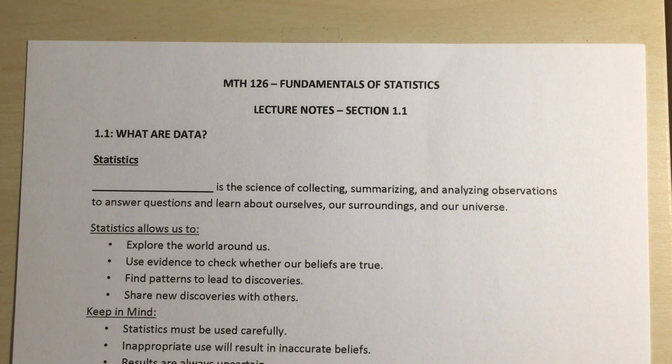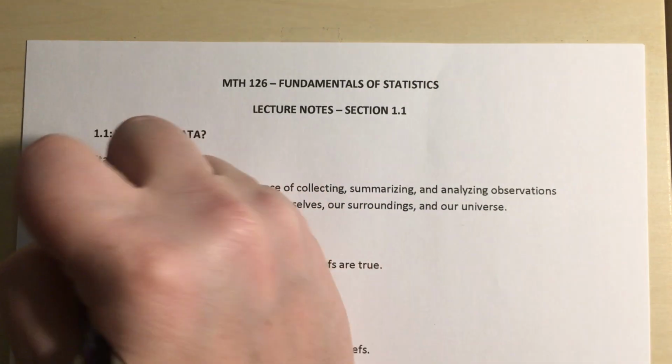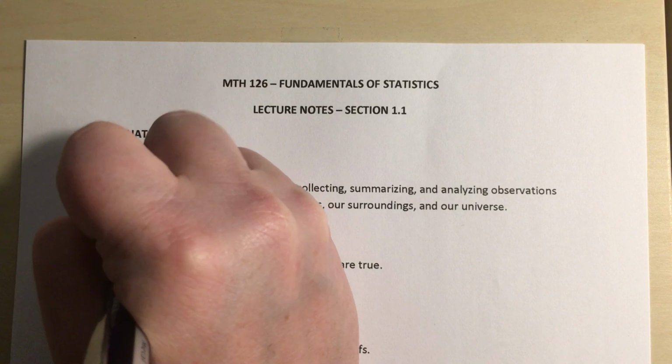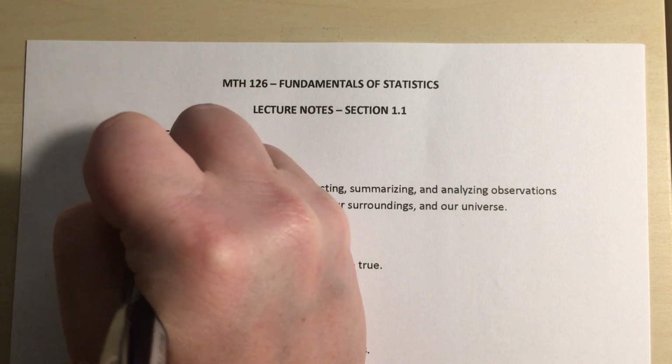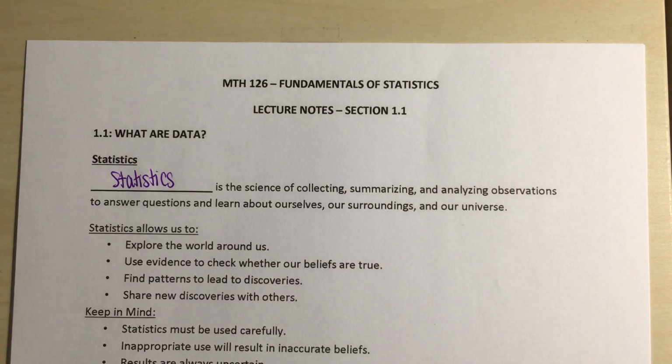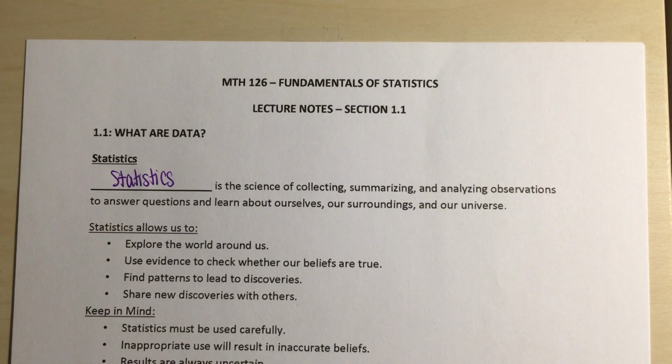So in this first section, we're going to jump right in and start talking about a few basic definitions. And it makes sense that our first definition is going to be that of statistics. Statistics is the science of collecting, summarizing, and analyzing observations to answer questions and learn about ourselves, our surroundings, and our universe. Statistics allows us to do many different things.